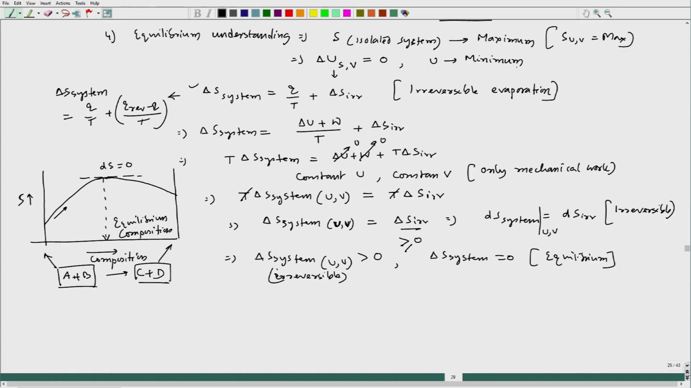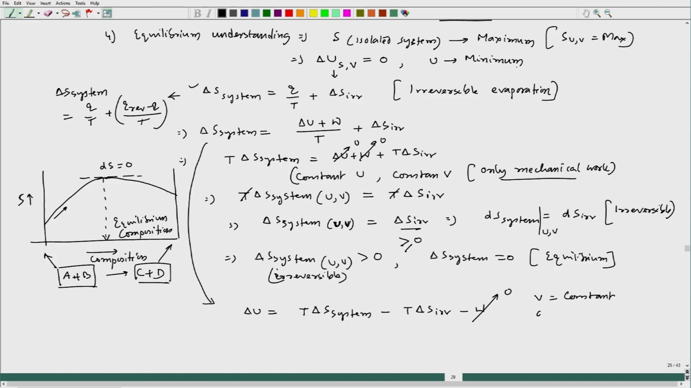The similar can be proven for U. See, if I take this equation again, I can write delta U equal to T delta S system minus T delta S irreversible minus W. This goes to 0 if we consider the similar condition, which is volume constant and only mechanical work.